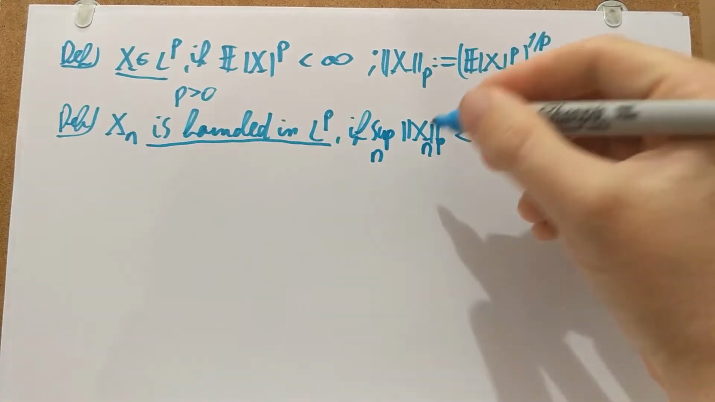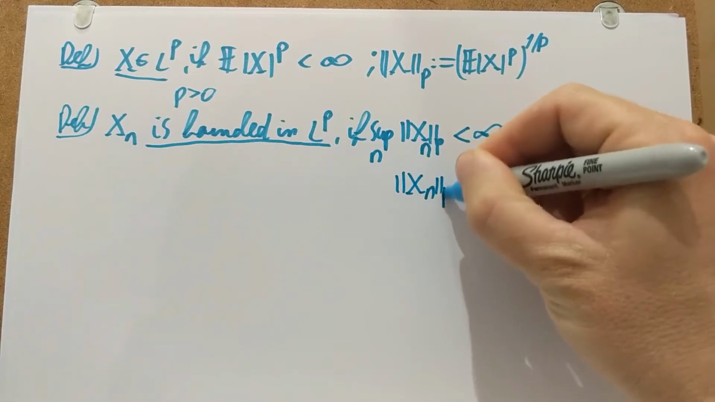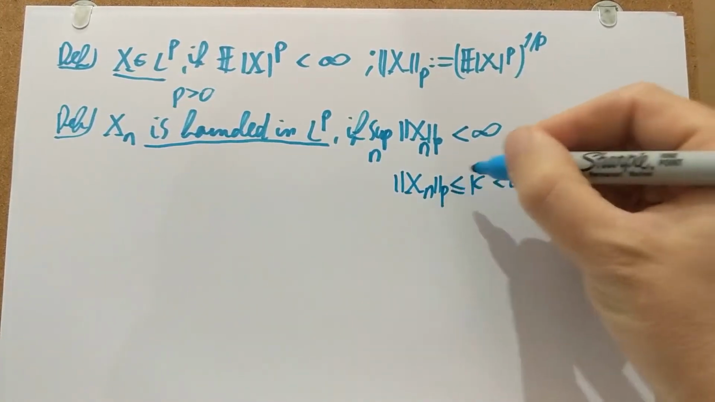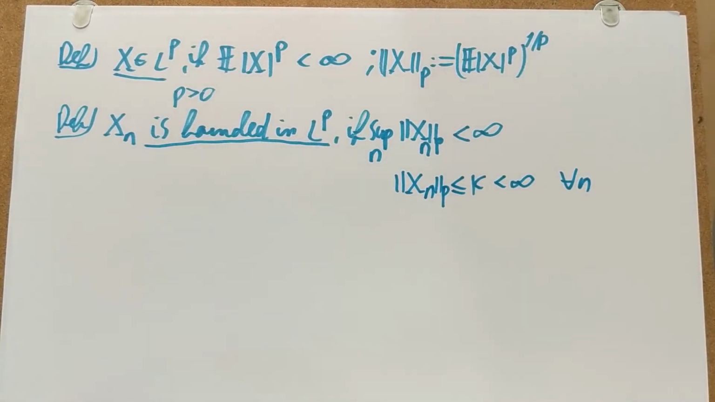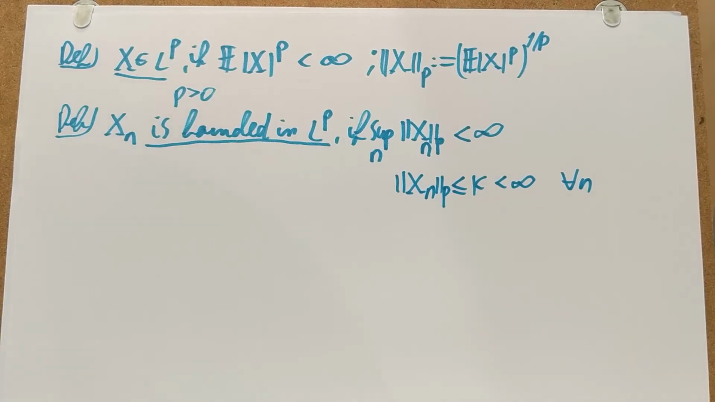Okay, so there is a uniform bound. An equivalent way of saying that is that there is a uniform bound which bounds all of them for every n at the same time. So that same bound holds for each of them, and this bound is not allowed to depend on n. That has to work for each of them. That's what it means to be bounded in L^p.